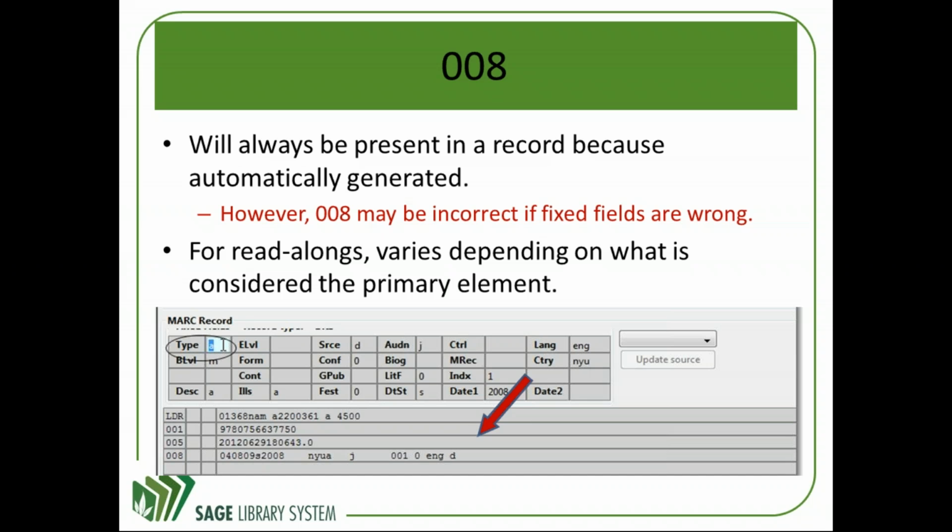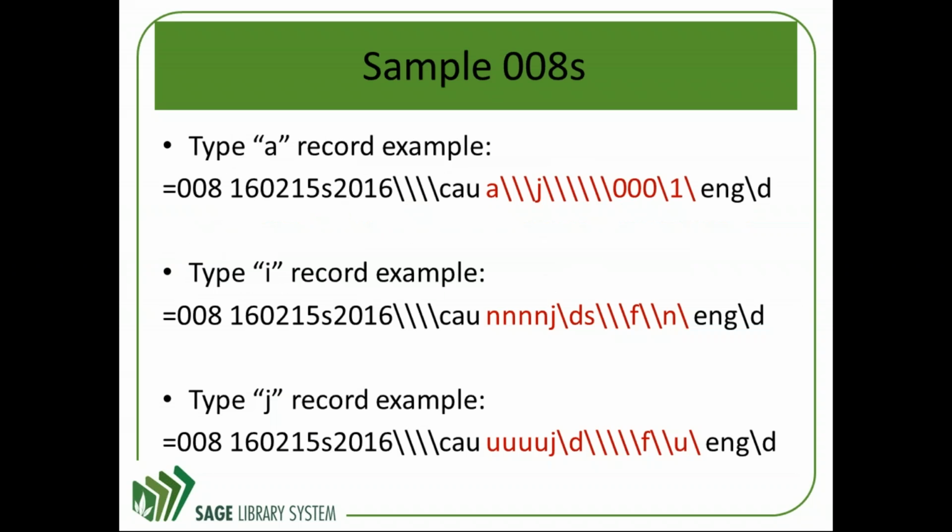But even with the 008, it's a field that depends on what is considered the primary element. So in this case, we're looking at record type A, so a book record, and the 008 will be the sequence, and the codes there are based on the fact that it's a type A record. And so here we can actually take a look at how the 008 varies depending on that record type.